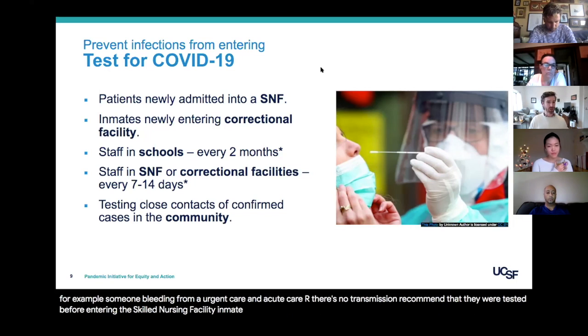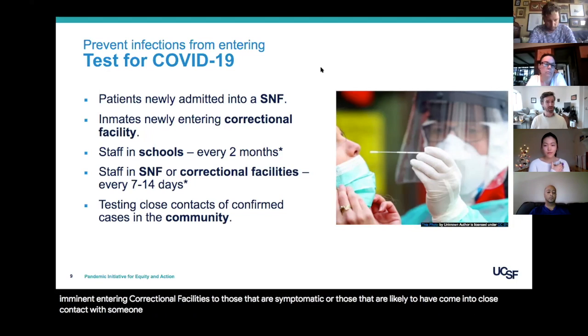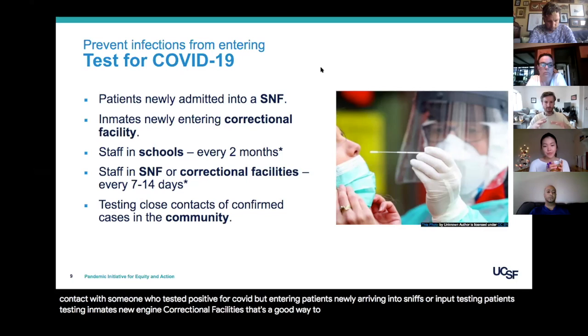Inmates entering correctional facilities. Right now, the guidance limits testing for inmates entering correctional facilities to those that are symptomatic or those that are likely to have come into close contact with someone who tested positive for COVID. But testing patients newly arriving into SNFs or inmates newly entering correctional facilities, that's a good way to limit the likelihood that someone will come into the facility with an infection that's unknown.